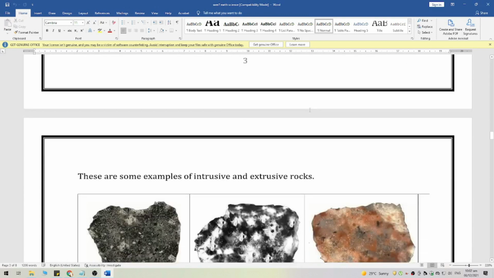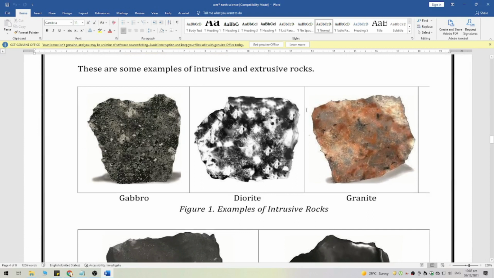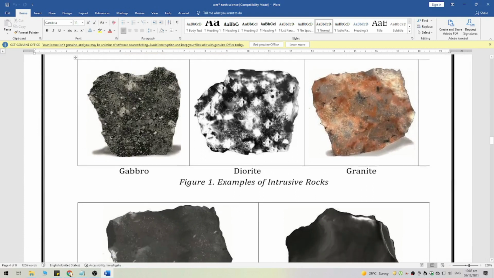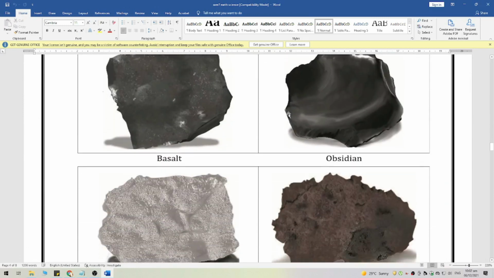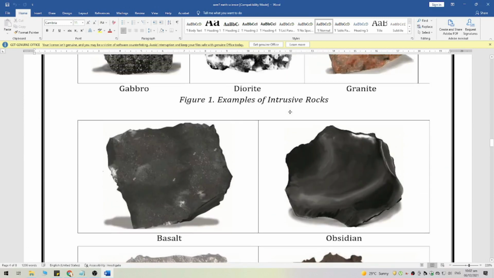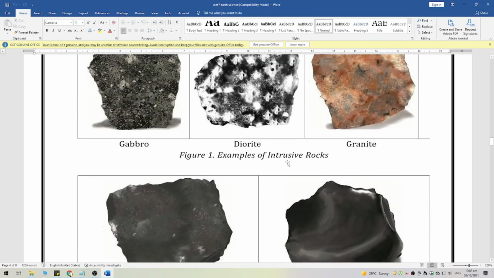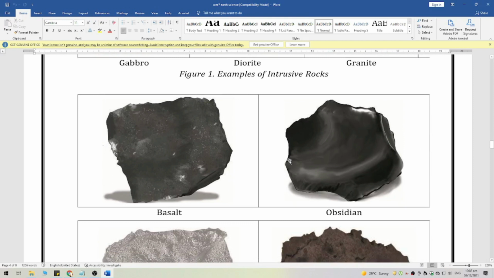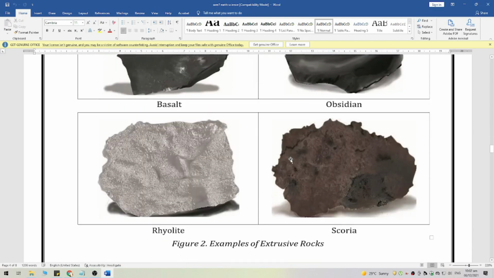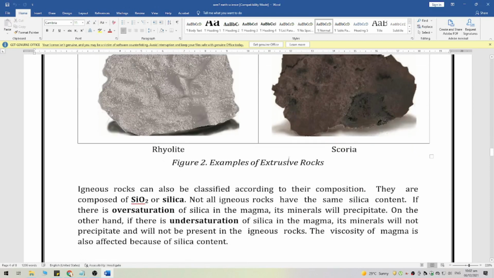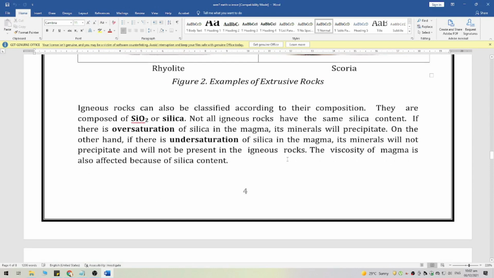So here are some best examples of intrusive and extrusive rocks. So simulan natin sa gabbro, diorite, granite, basalt, obsidian, rhyolite, tsaka scoria. Because igneous rocks can also be classified according to their composition.